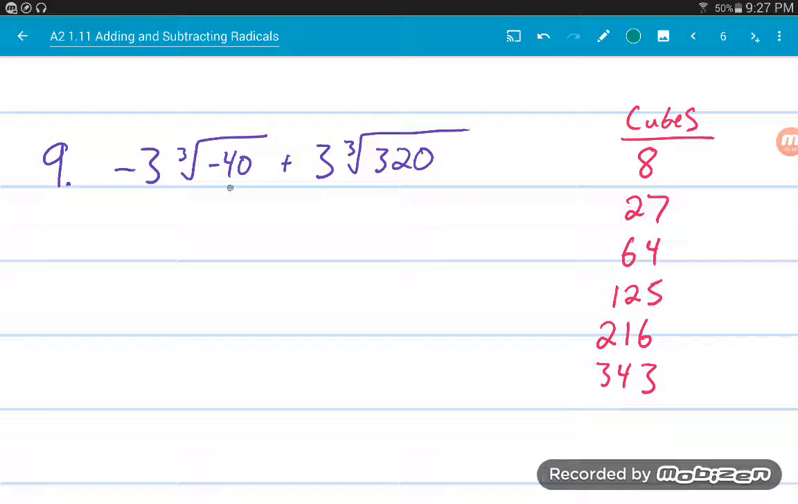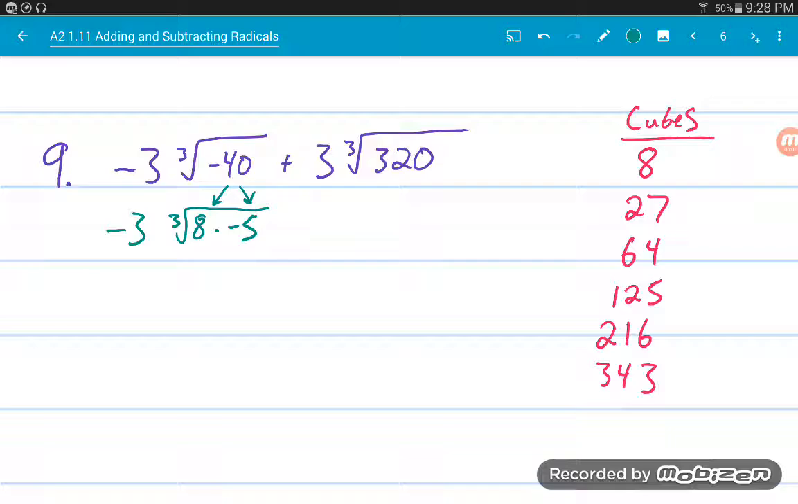Now, which one of these goes into negative 40? 8 does. So I'm going to break this guy down into 8 times negative 5. Put the cube root back over him, put that big negative 3 right out front again.